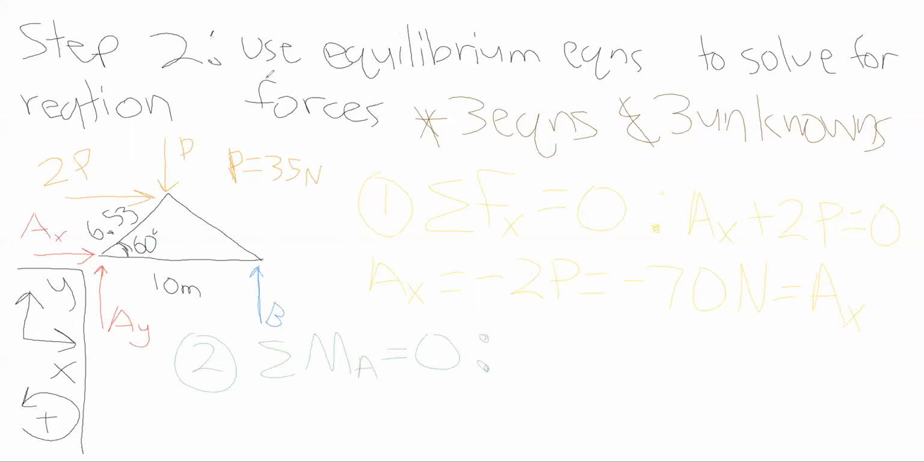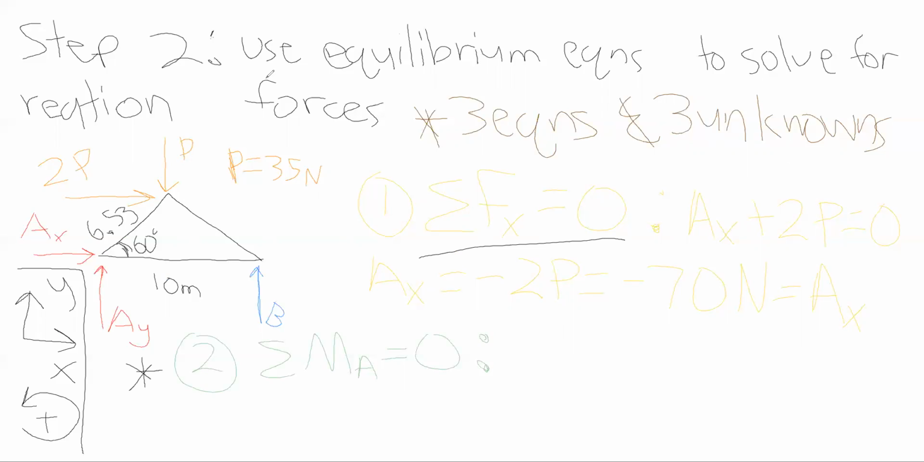So we have 3 equilibrium equations, right? Sum of the forces in x equals 0. See that one right here. We can also use sum of the forces in the y direction equals 0. And then we can also use sum of the moments about A equals 0. So 3 equations, and our 3 unknowns are AX, AY, and B. So let's first apply this equation in yellow here. Sum of the forces in x equals 0.